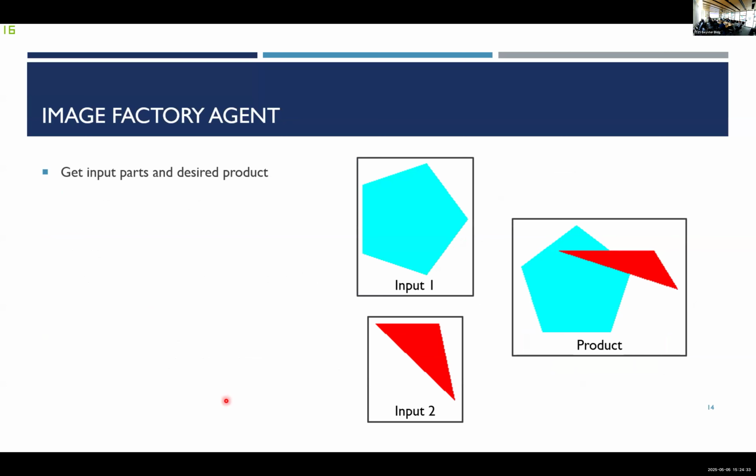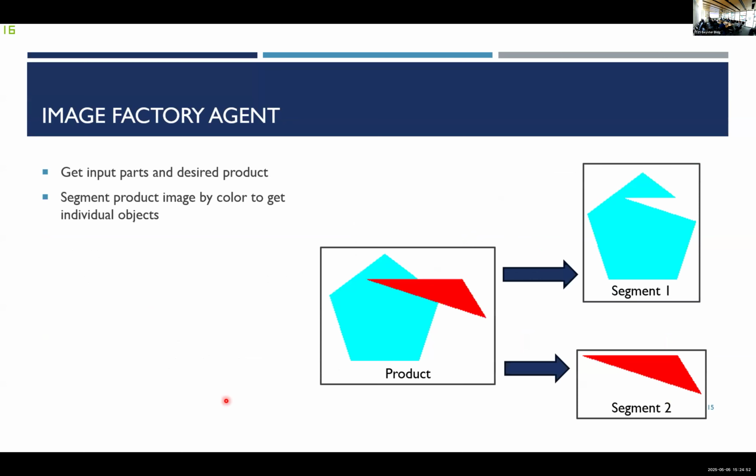So the image factory agent, it's a Soar agent, which is relatively simple at the end of the day. A lot of work went into designing the guidance to be effective in terms of how it searches for the proper set of machines. So the first step it does is it gets its input parts and the desired product from the task, and then it chops up the product into its two segments. Just simple color-based segmentation.